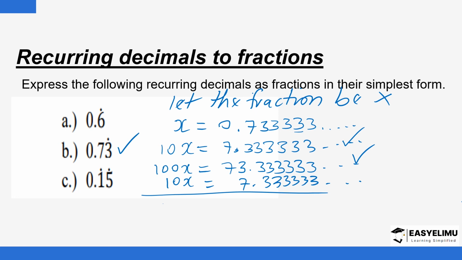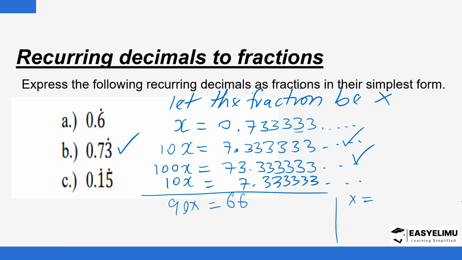But now here I will borrow 1 from 7, take it to 3, 3, it's taken as 10. So 13 minus 7 is 6. And we borrowed 1, so this is 66. 100x minus 10x is 90x. So you divide both sides by 90.